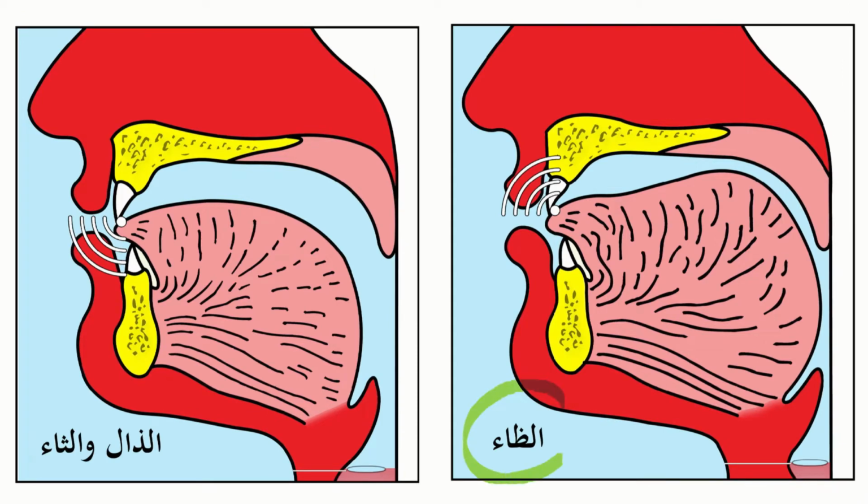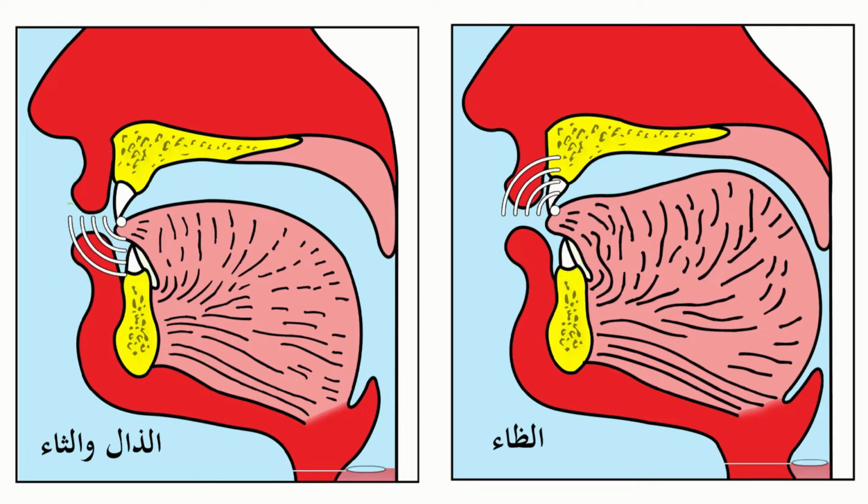In the picture on the right, we have the dha, and on the picture on the left, we have the dhal and the tha. First, let's talk about the makhraj. As we said before, it's from the tip of the tongue with the tip of the upper incisors. Same goes with the dhal and the tha. So the makhraj of the dha, the dhal and the tha are from the same makhraj, from the tip of the tongue with the tip of the upper incisors.